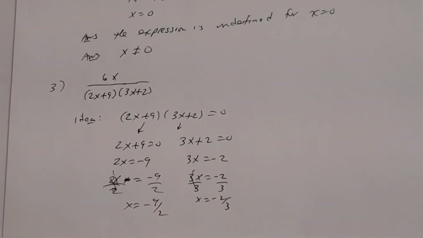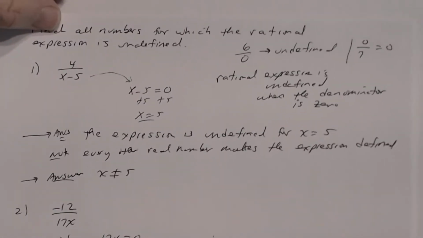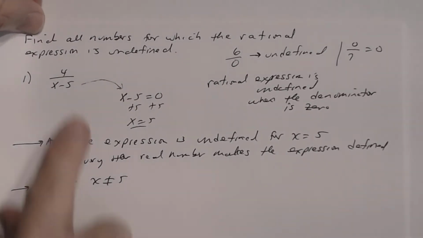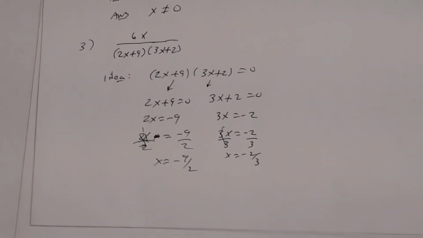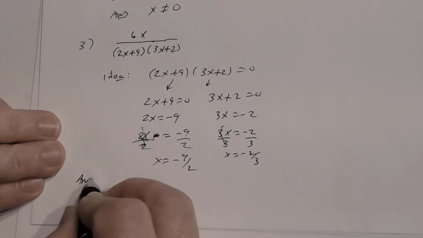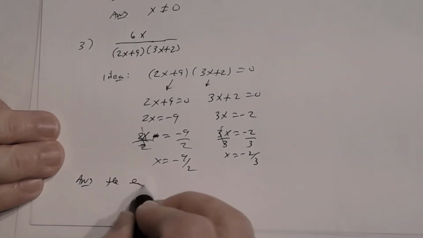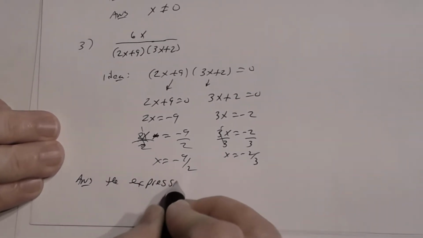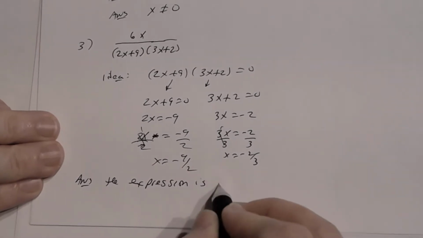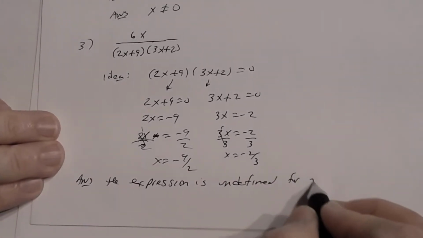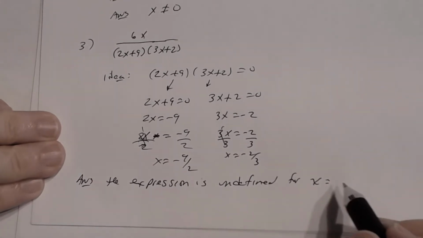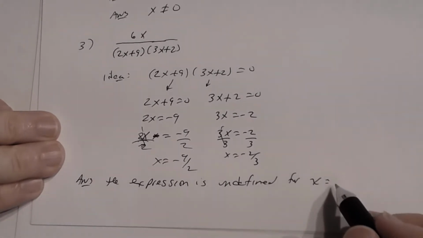All right, so based on the direction, find all numbers for x for which the rational expression is defined. So your answer is going to be something like this. You're going to say the expression is undefined for x equal, and on MyMathLab it says separating by commas. So just make sure you do that.